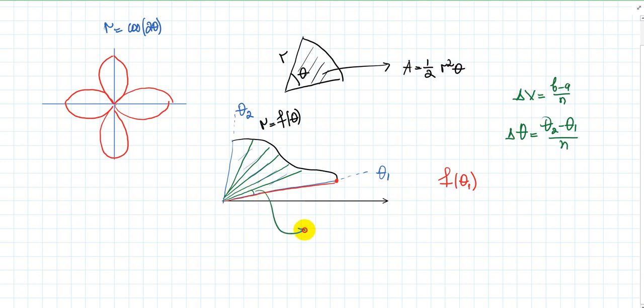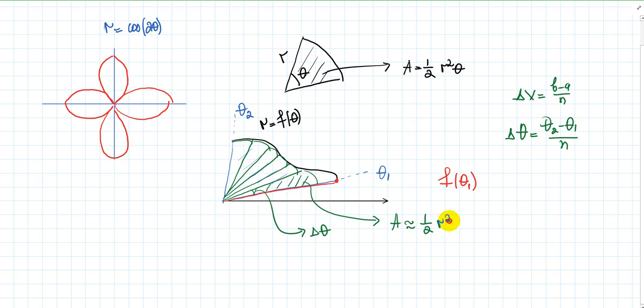This angle is going to be delta theta. Okay? Now, could you please tell me, can I approximately take it as a kind of section, all of them? For example, I would like to find the area by summing the areas of the sections. Okay? What is the area of one section here, of this one, approximately?